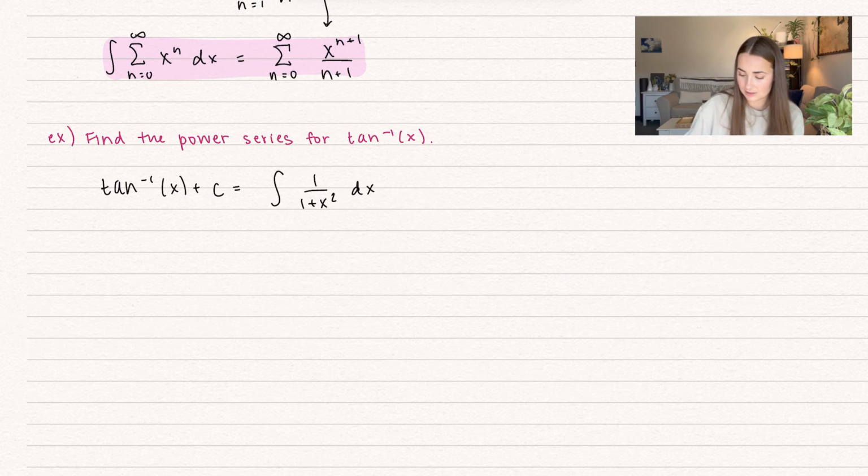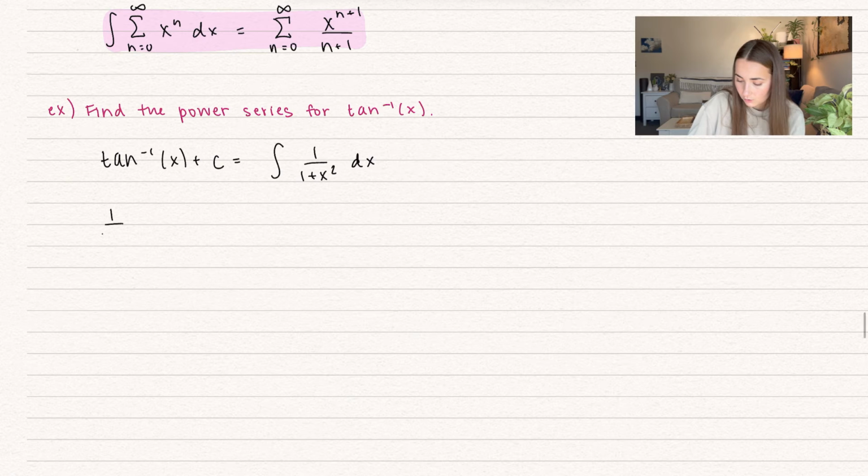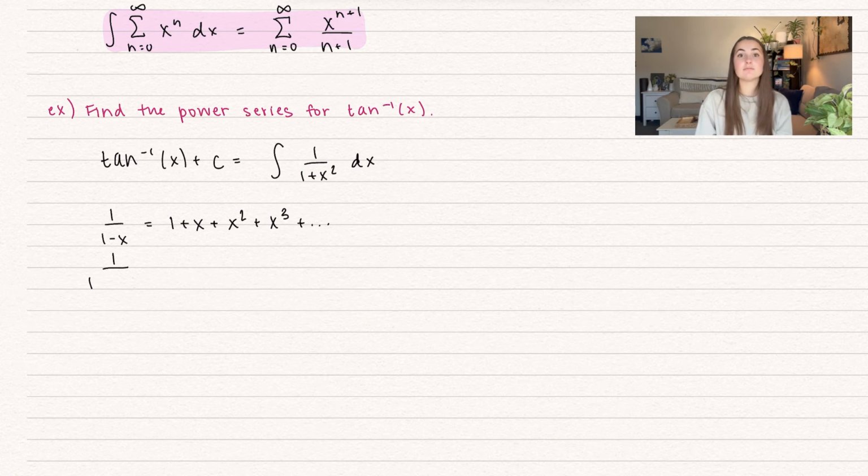our geometric series. So we have 1 over 1 minus x is equal to, and I'm going to write out all the individual terms. So this is equal to 1 plus x plus x squared plus x cubed plus blah, blah, blah. So 1 over 1 plus x squared, I'm going to rewrite it so that way it looks like this series. So 1 minus negative x squared is equal to, now I can plug in what I know.